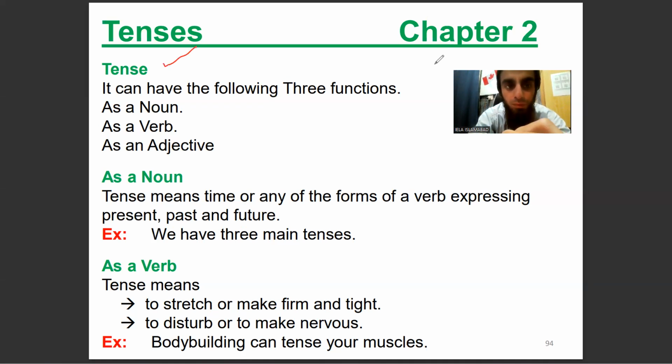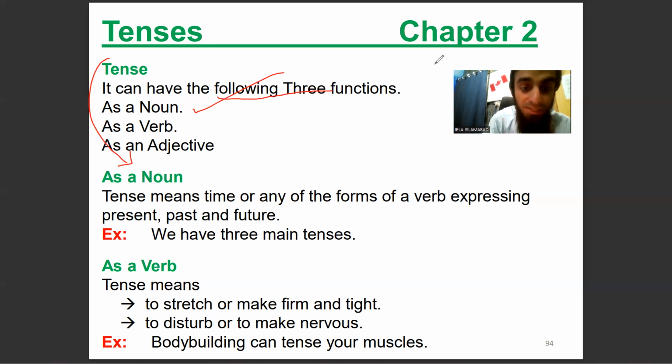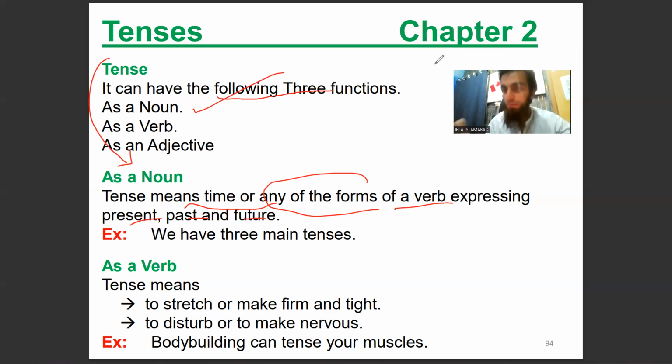The present simple tense is used to describe habitual actions and general truths. It tells us about the time. Very good. But it is used in three different forms, like it can have the following three functions. What are those? If we use tense as a noun, tense means time, or any of the forms of a verb expressing present, past, future, as you mentioned, right?